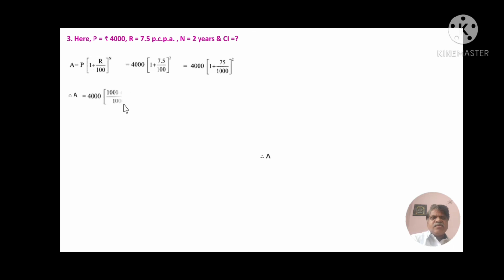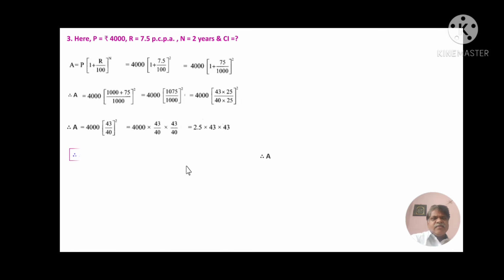Therefore, A is equal to 4000 into bracket 1000 plus 75 upon 1000 raised to 2. So after simplification, 4000 into bracket 1075 upon 1000 raised to 2. This can be written as 4000 into bracket 43 into 25 upon 40 into 25 raised to 2. Therefore, A is equal to 4000 into bracket 43 upon 40 raised to 2. Again, 4000 into 43 upon 40 into 43 upon 40. So friends, you are getting here the simplification 2.5 into 43 into 43. Therefore, A is equal to rupees 4622.50 is the answer for this.